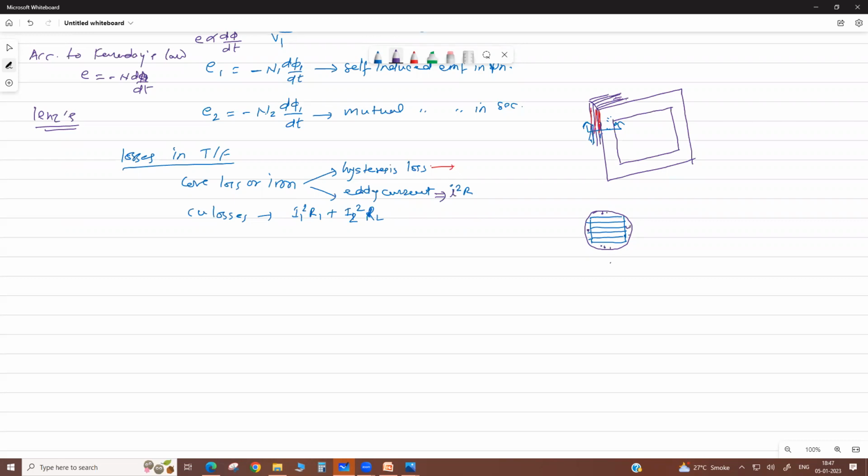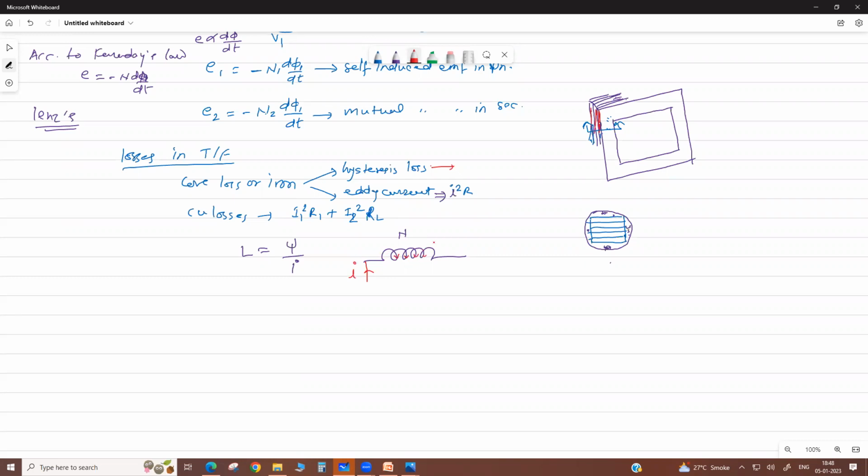Leakage flux. When there is a leakage flux, there is a leakage reactance. You know what is the leakage reactance? Inductance. Inductance L is nothing but the total flux linking per unit current. Suppose a coil is there with a number of turns N. When current I is passed through this coil, this current is multiplied by the number of turns.